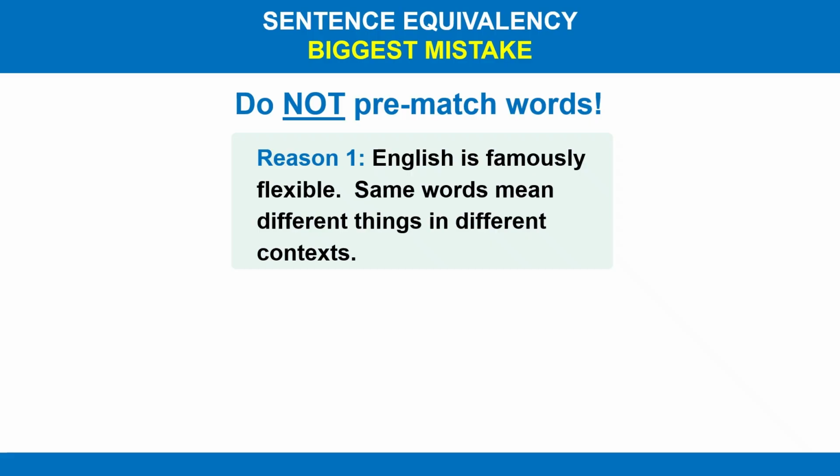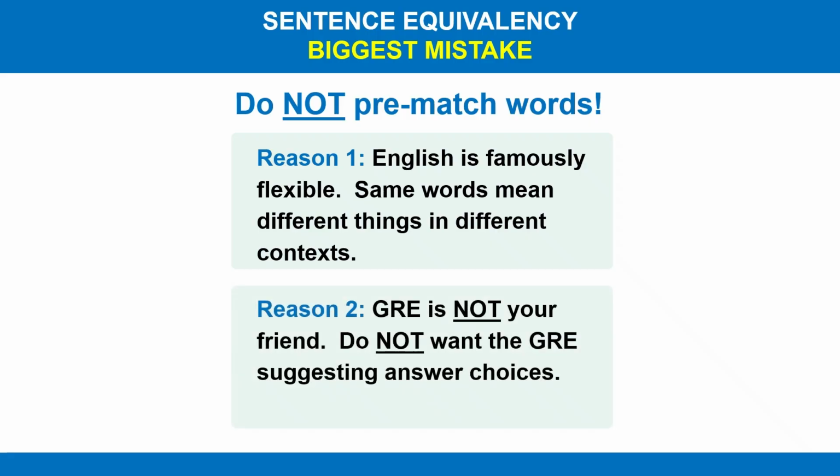Number 1, English is famously flexible. The very same words mean different things in different contexts. And reason number 2, the GRE is not your friend. You don't want the GRE suggesting answer choices to you. You want to get your own meaning in the blank before you even look at the answer choices.